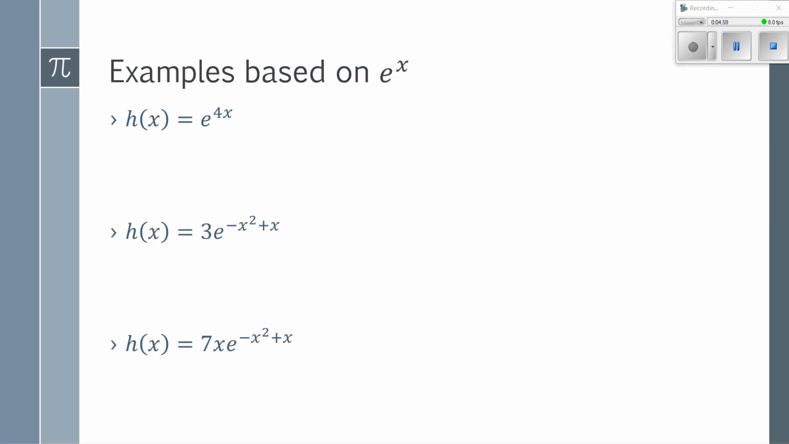So some examples here. If I say h is e to the 4x, well, h prime, because the base is a constant and the exponent is a variable, since the base is e, the derivative is itself, but then 4x is inside of that, so I need to do times the derivative of the exponent. For the next example, 3 is a constant multiple, so it's just sitting there. Then I have e to a variable power, so its derivative is itself. But then I need times the derivative of the exponent because of the chain rule.